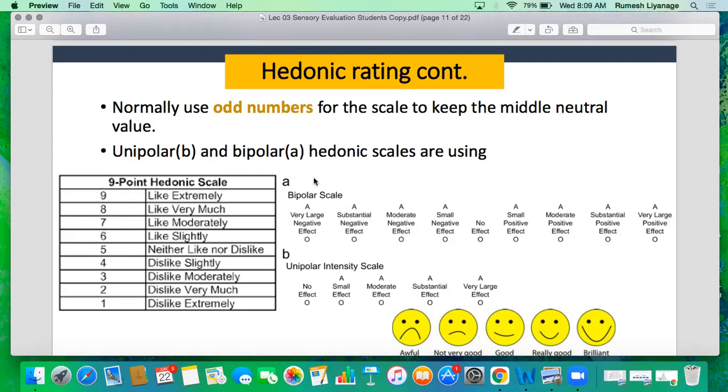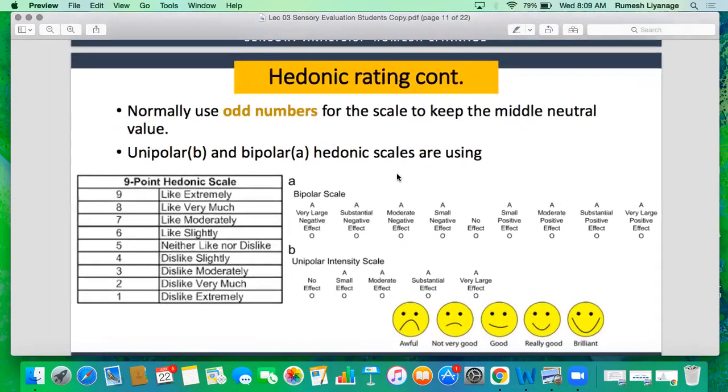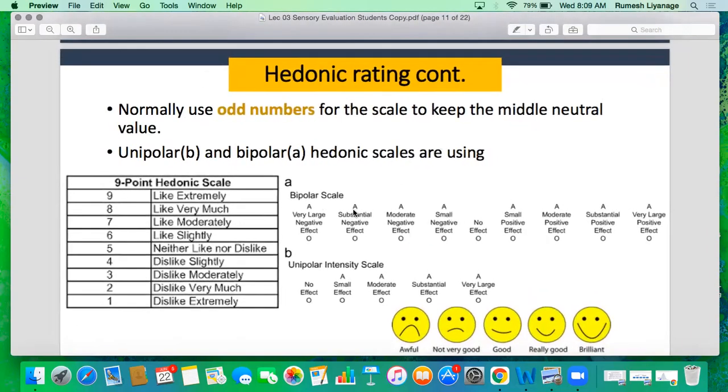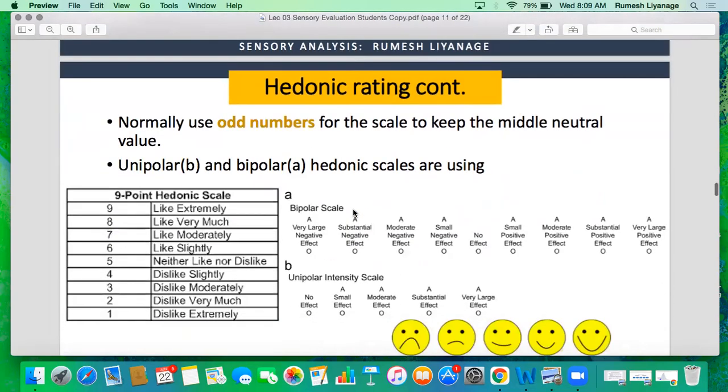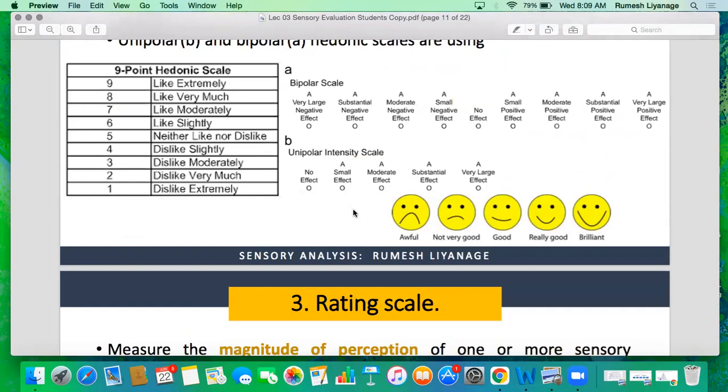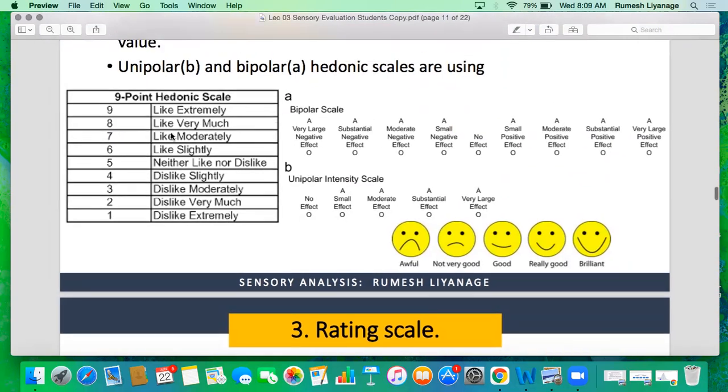Right. So likewise, we use hedonic scales. Different hedonic scales are there: 7 point, 5 point, 9 point, 11, 13. If we can use a higher number, might be 11 or 13 or more than 9, it means the test is very good and the panel is also very good. Making it is a little complex.